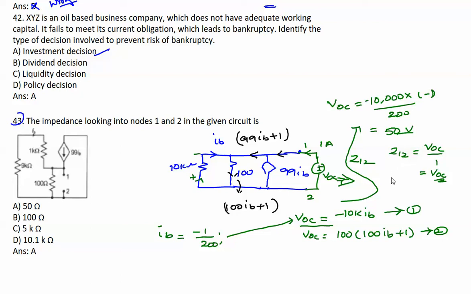Now Z12 is how much? 50 volts divided by 1 ampere is nothing but 50 ohms. So among the options, A is the right option for this question.